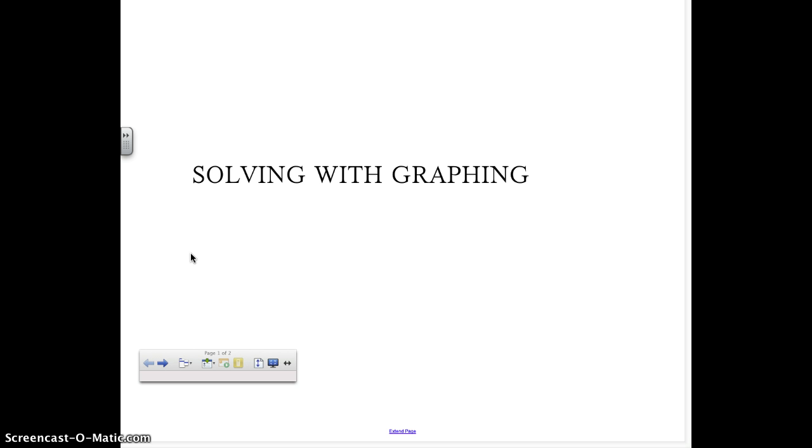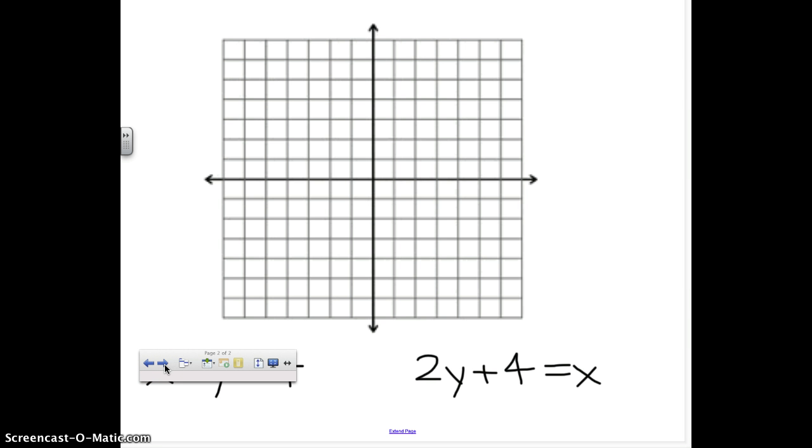The solution is the ordered pair that satisfies both equations. So let's take a look at an example. We're going to need a little bit more room with this. This is a case where we're going to do some graphing.